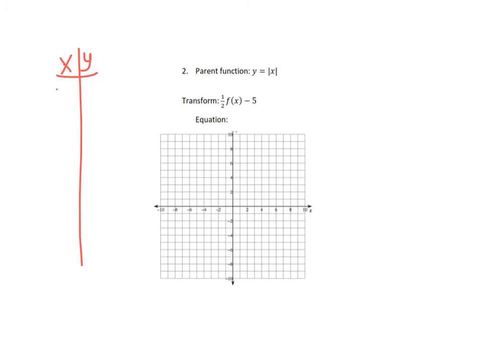So if I had, as an example, -3, I would have 3 for my output. An input of -2 would give me 2, -1 gives 1, 0 gives 0, 1 gives 1, 2 gives 2, 3 gives 3.